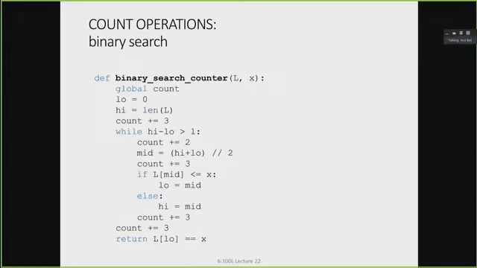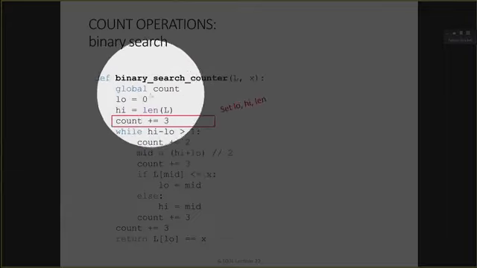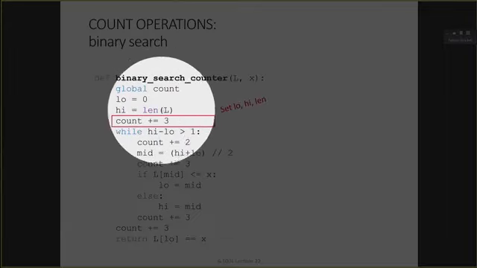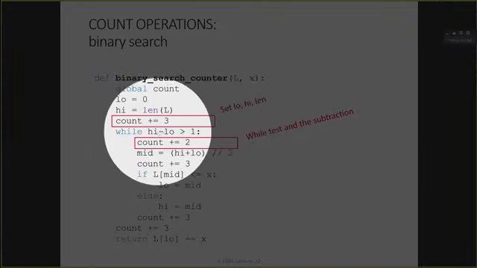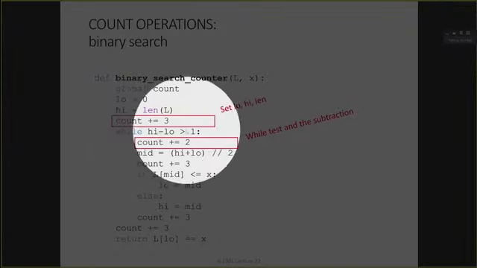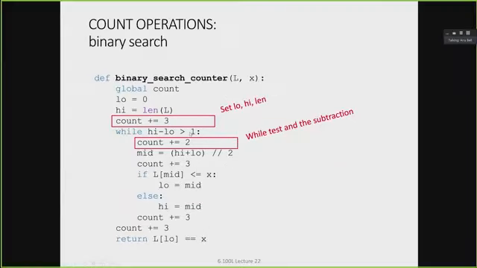What about the binary search? So again, we're going to use this global variable, and we're going to have the counter keep track of all of these operations. So this count incrementing by 3 accounts for setting the low to 0, setting the high to this thing, and grabbing this actual value of length. Incrementing the count within this while loop will keep track of this subtraction as one operation and the test, that is greater than 1, as another operation.